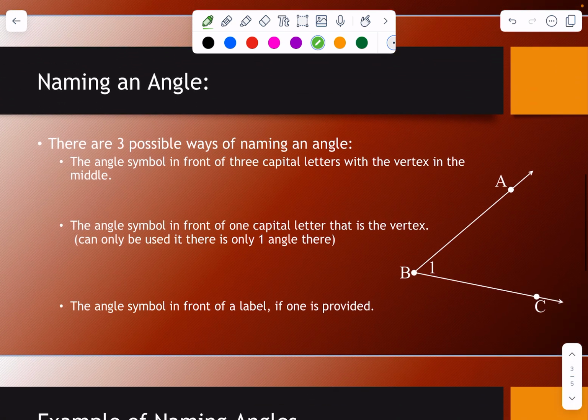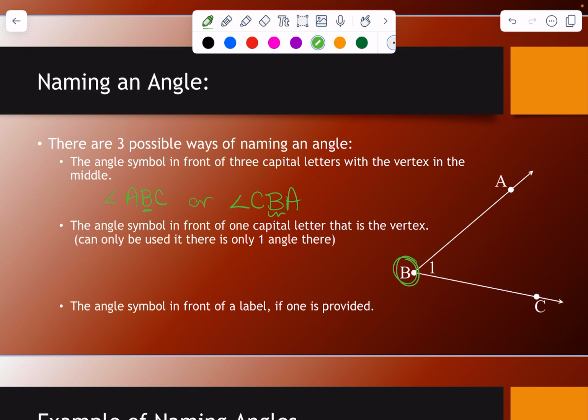Now, when we name an angle, there are multiple ways that we name them. There are three possible ways that we do. The first one is the angle symbol in front, and then three capital letters with the vertex in the middle. So there's two ways we could name this. We could say angle ABC. Notice the B is in the middle. Or we could say angle CBA. Again, the B is in the middle.